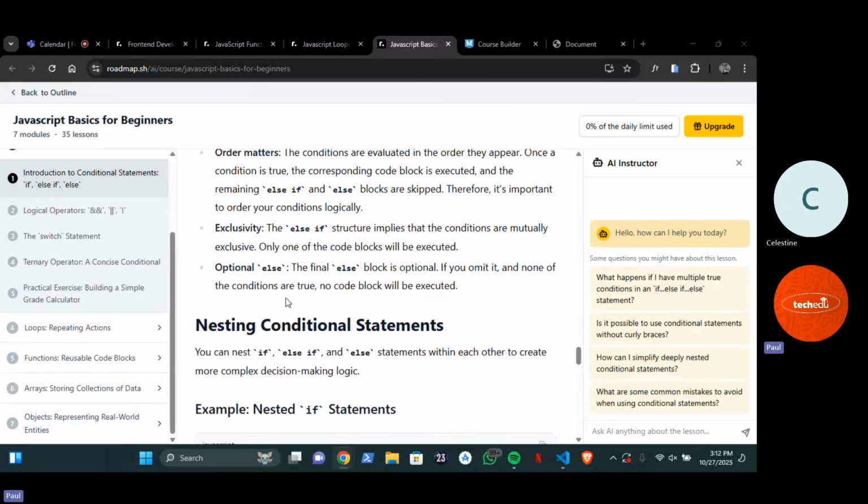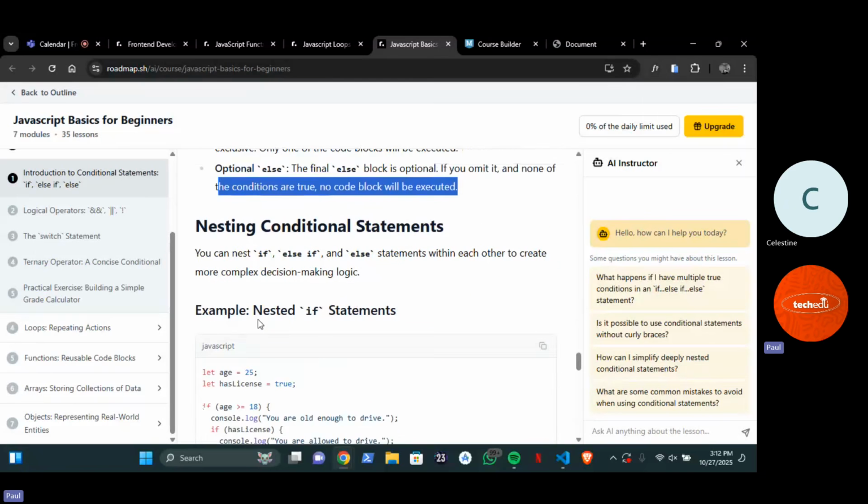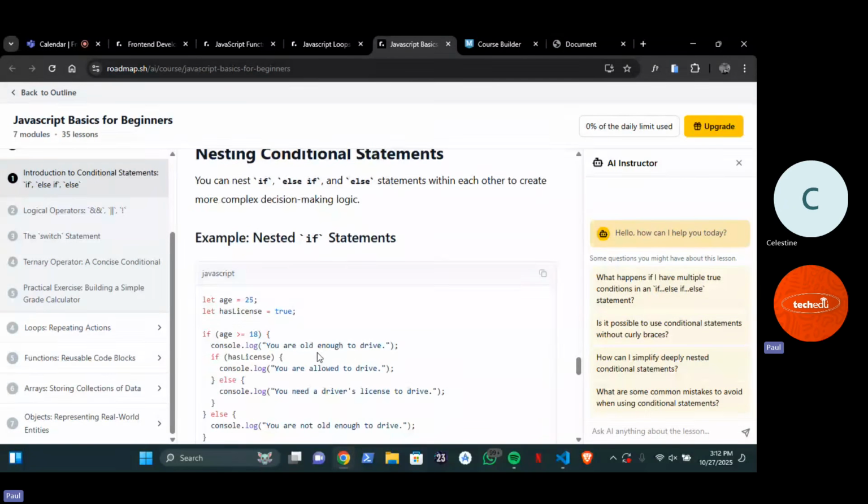Then you now have your optional else. Your else is not always important, but it is your final block, and basically I call it the default block. Default block in the sense that if no condition is true, it defaults to this particular else block. Do you understand it now? So that is basically how it works.